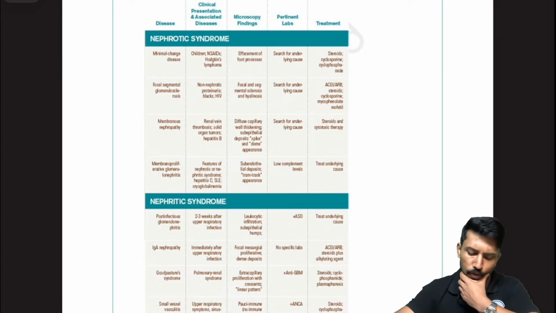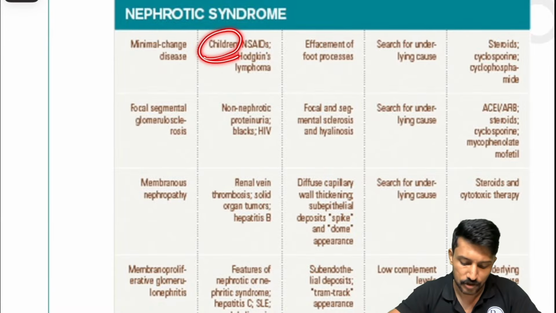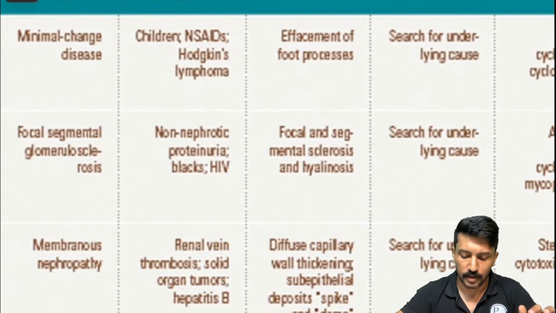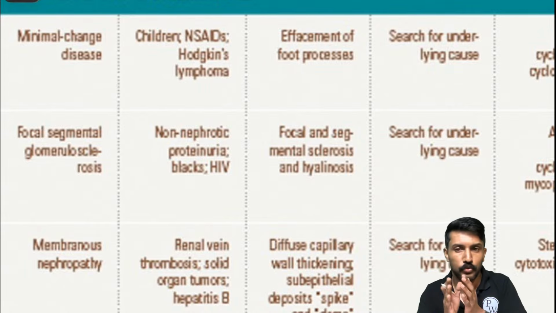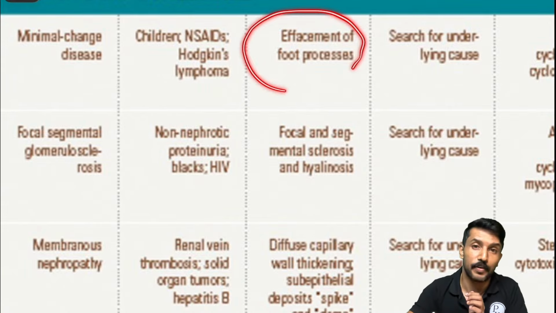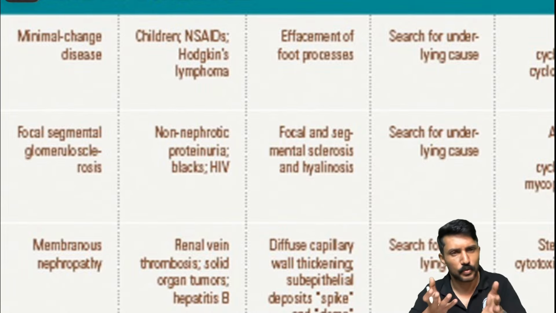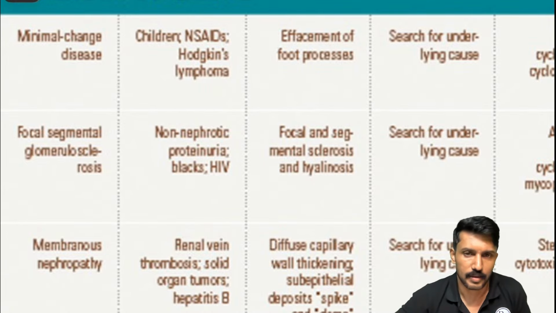Like for example, I'm just giving you an example right now. Minimal change disease, which is the most common cause of nephrotic syndrome in children, there will be no gross or microscopic change in the kidney. Only under electron microscopy, we will be able to see effacement of foot processes. So these kinds of questions can be asked.